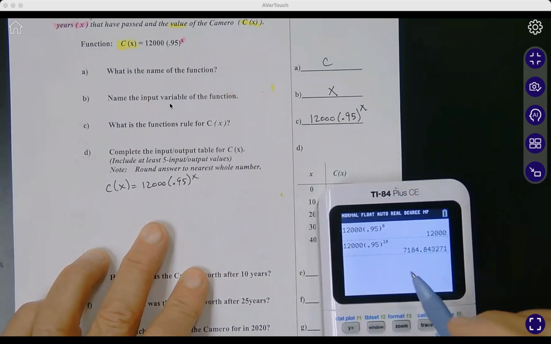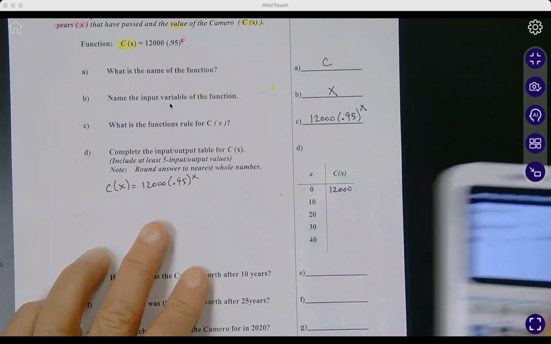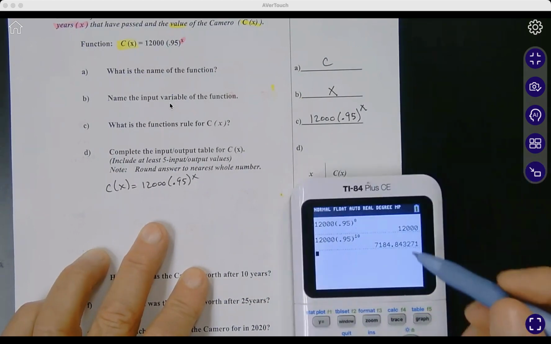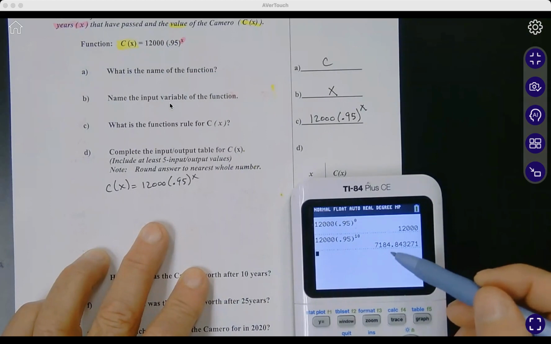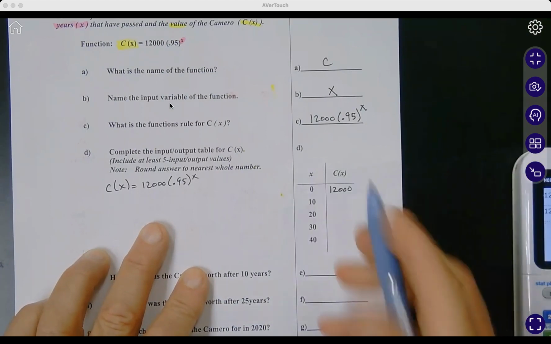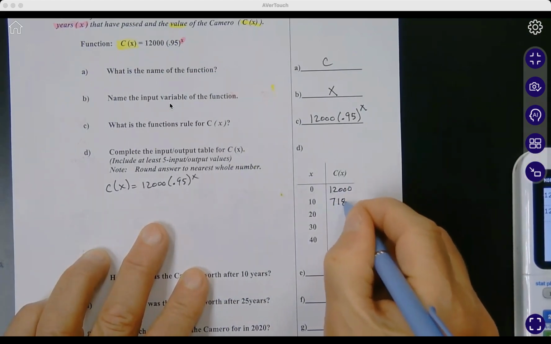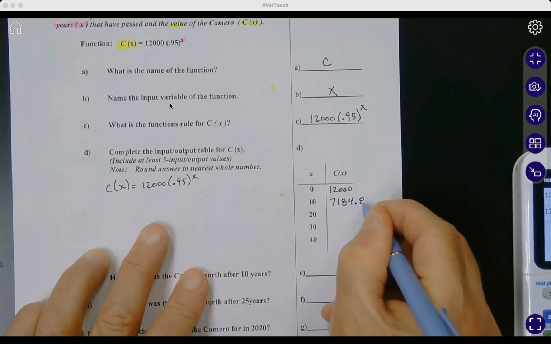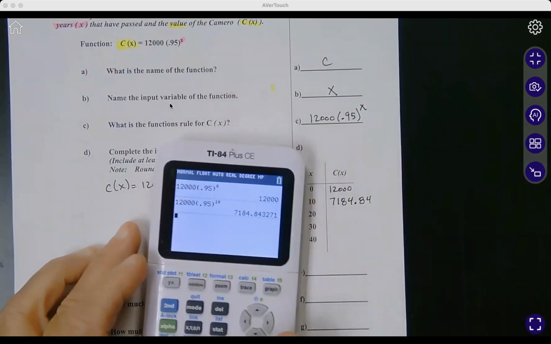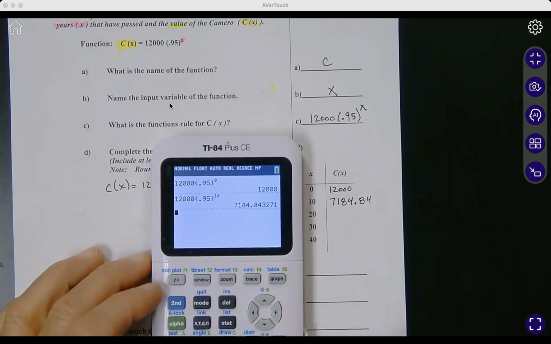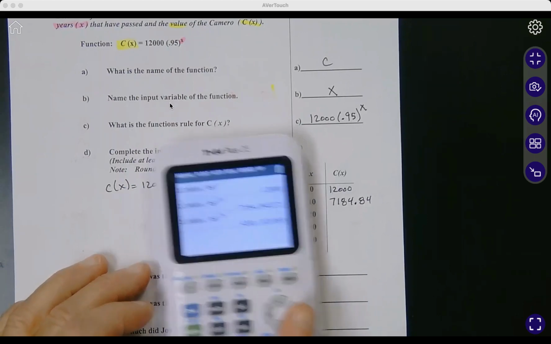7185. I'm going to round this up to 7185. Actually, I'm going to round to the nearest cent because that's what money is. 7184.84. Notice how it's decreasing in value after 20 years. So now I'm going to continue filling in that table. Enter 430183.